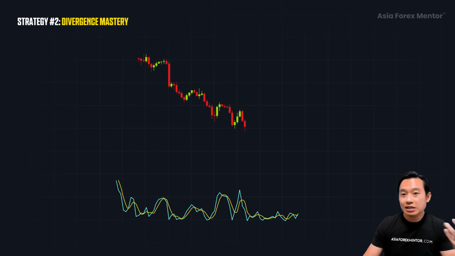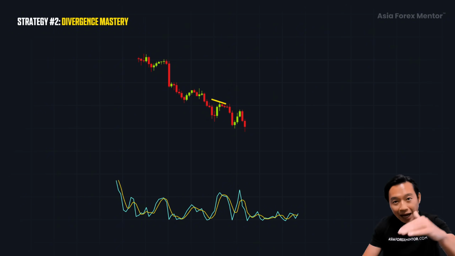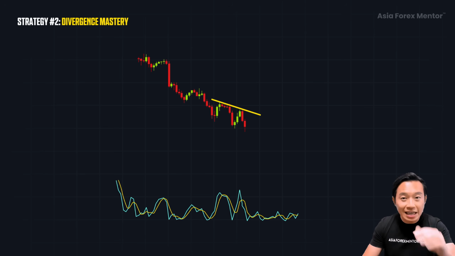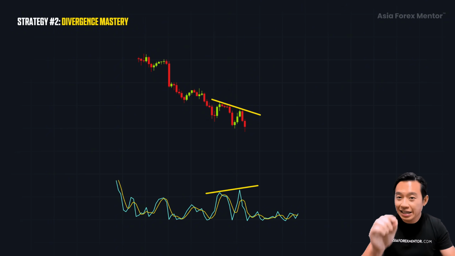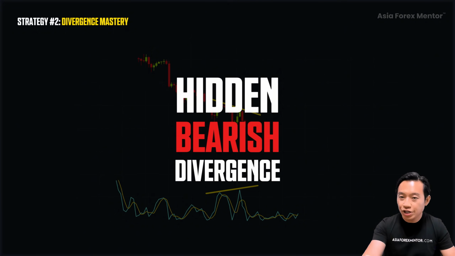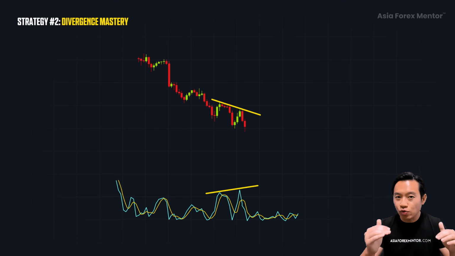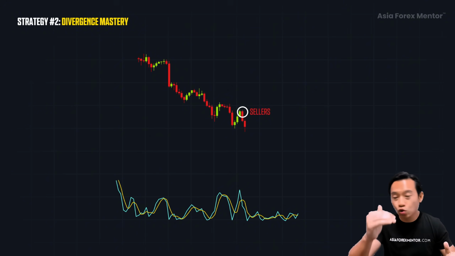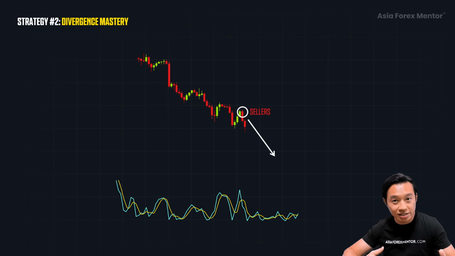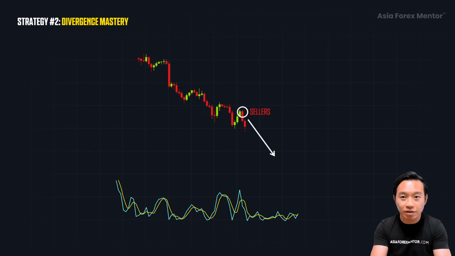All right, so now the same thing goes for the downtrend, right? If price forms what? Lower highs, but the stochastic makes higher highs. This is a hidden bearish divergence. All right, so it means what? The sellers are preparing to continue the drop downwards. So as always, we wait for confirmation, right?